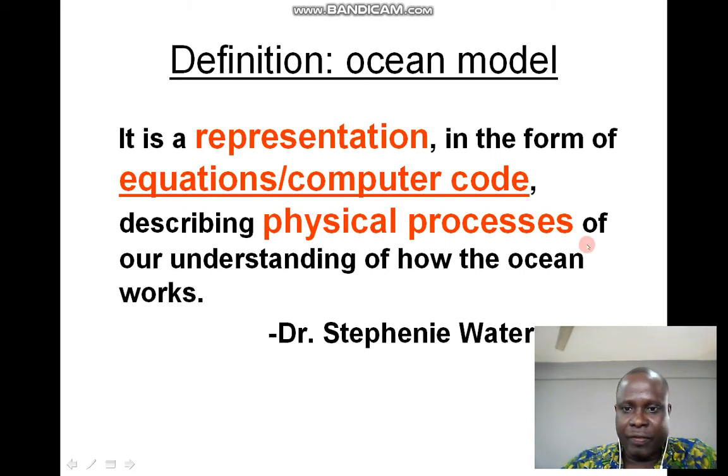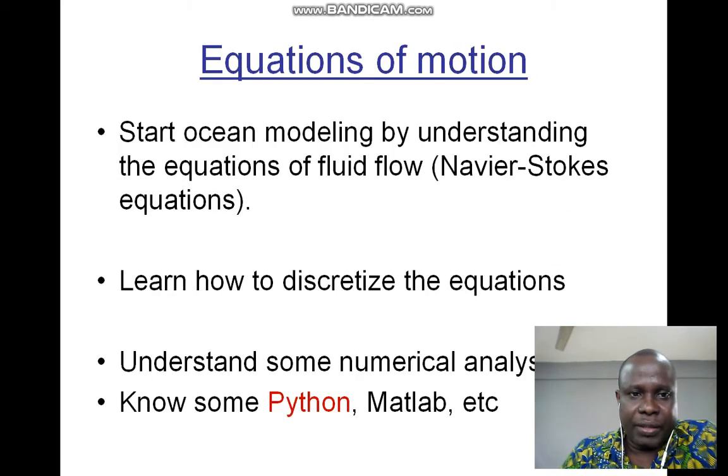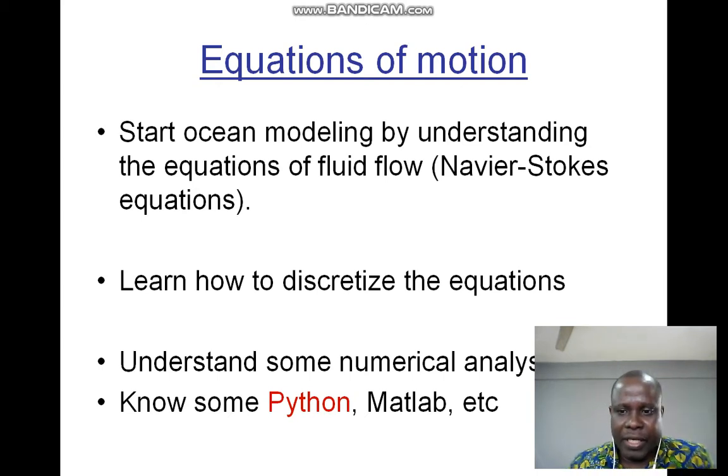We've looked at some of the physical processes. And so, what are some of the equations that modelers have to deal with or work with? Okay, so these are just some points. To start ocean modeling, you need to get some understanding of the equations of fluid flow, often called the Navier-Stokes equations. So that is where you often have to start from. Even if you want to use a model as a black box, a model that you haven't built yourself, it is still very important to understand the background equations underlying whatever model you're using.